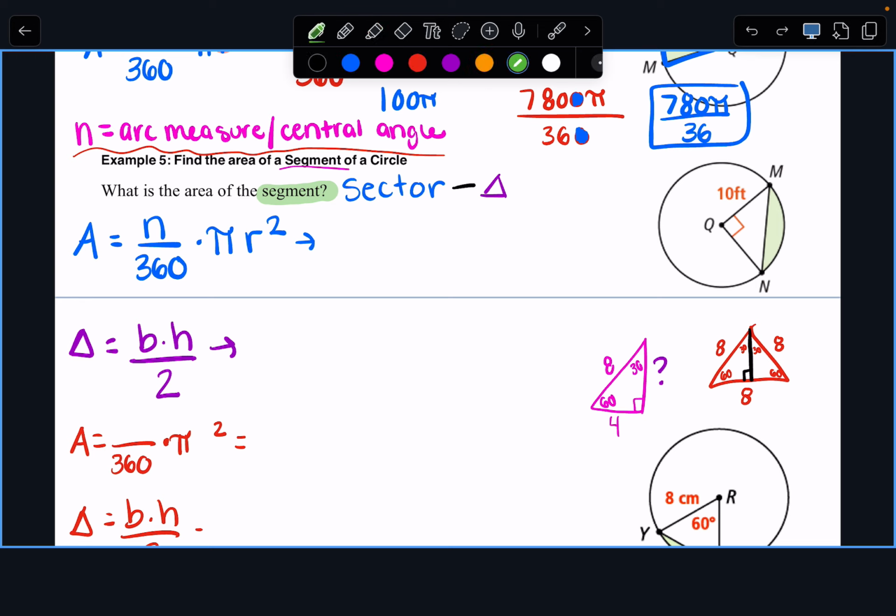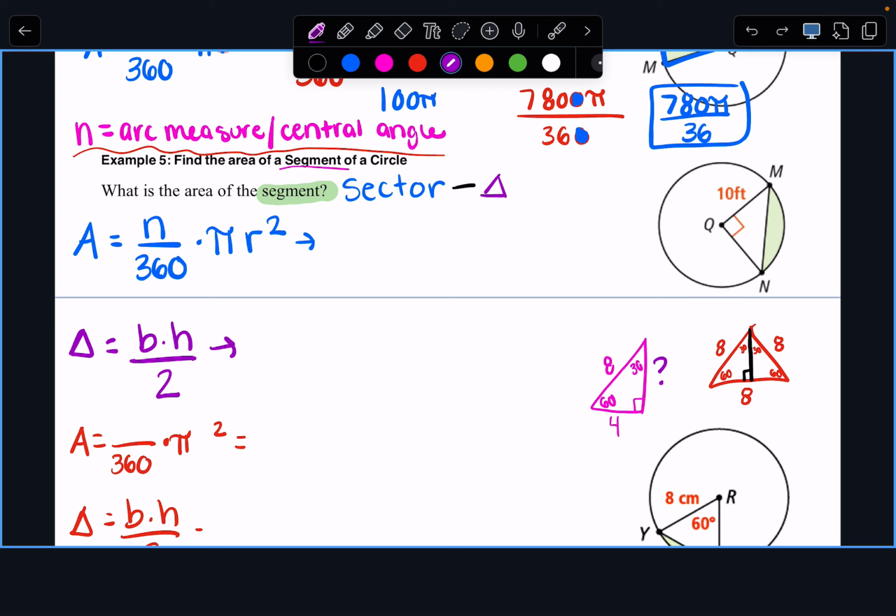How we're going to find that little portion is we're going to find first the area of the sector, now that we know how, and then we're going to find the area of this triangle that is formed. And we're going to subtract that triangle area away from the sector, and what's left over will be this green section. All right, let's do it.